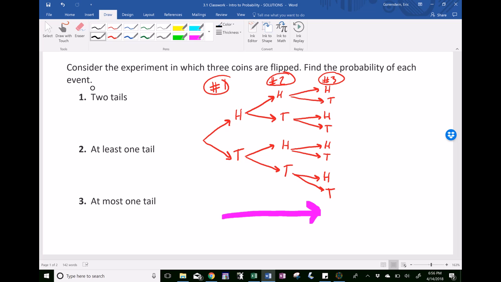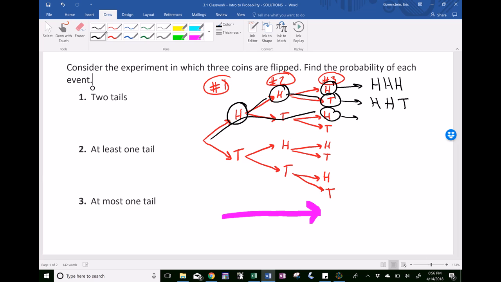So this first path, heads, then heads, then heads. So that's one possible sequence of 3 coin flips: heads, heads, and heads. The second one, heads, heads, tails. Ending here, heads, tails, heads. Down here, heads, tails, and tails. And just keep repeating the process till we exhaust all possible paths.